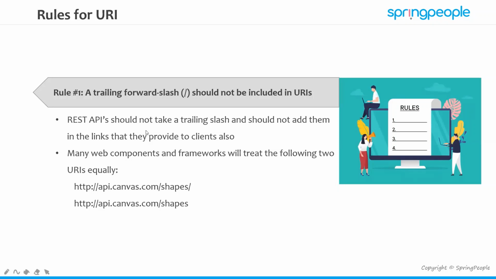REST APIs should not add trailing slashes in the links they provide to clients. Many web components and frameworks will treat the following two URIs equally. So here you can see the slash at the end does not mean anything. Even if you don't provide it, the result would be the same. In the case of the API with a trailing slash, it is the wrong one. A path with a trailing slash or without is equivalent.